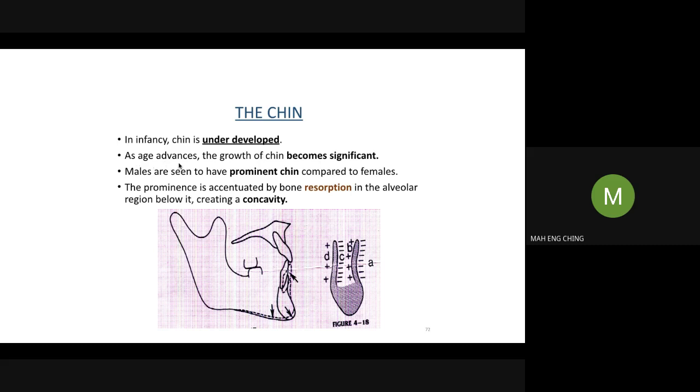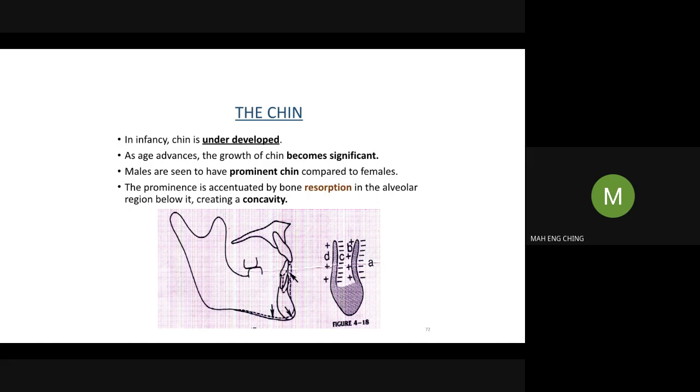So as age advances, the growth of the chin becomes significant. You see, when they grow older, the chin becomes sharp compared to a baby. The males are seen to have a more prominent chin compared to the females. The prominence is accentuated by the bone resorption at the alveolar region below it, creating a concavity.